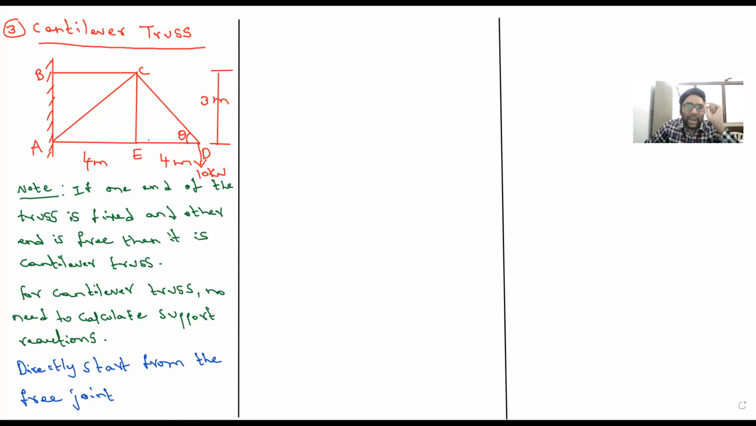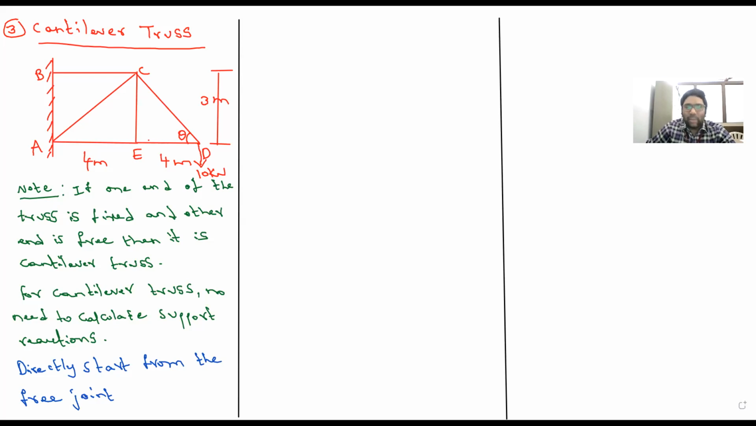Whenever we are given a cantilever truss, we need to understand that the analysis should start from the free end and not from any other joint. So here in this problem, joint D is the free end, and we need to take joint D and then try to solve the problem. And all the forces in the members of the truss are assumed to be tensile in nature.